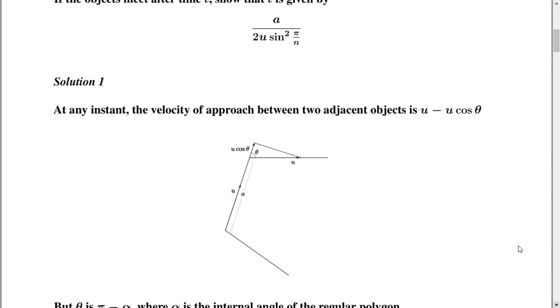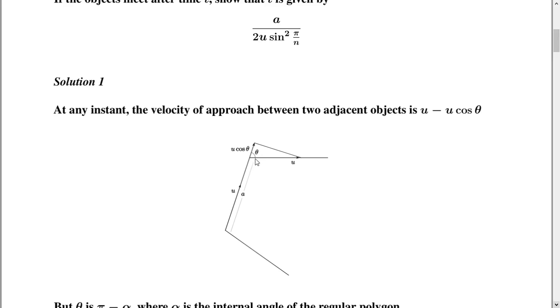We have seen how to approach these kinds of problems before. We will calculate the velocity of approach between two adjacent objects. Let's say this is object 1 and this is object 2. 1 always moves towards 2 with a speed of u. Now the component of 2's velocity along the direction of approach is u cos theta, if this angle is theta. So the velocity of approach is u minus u cos theta, right?